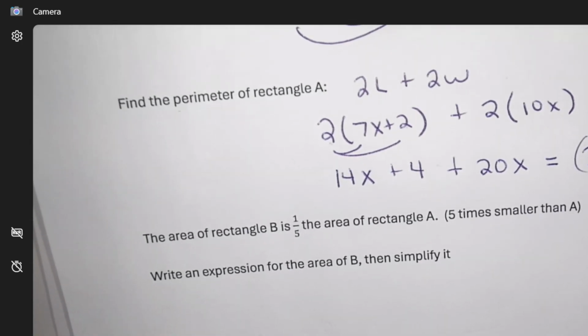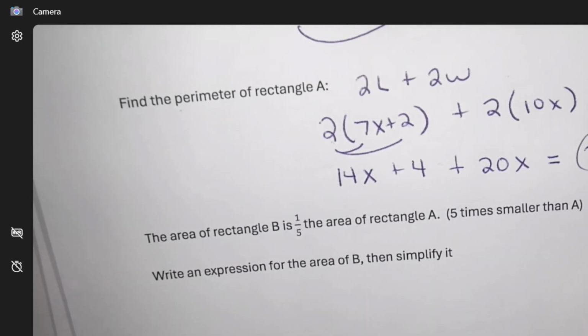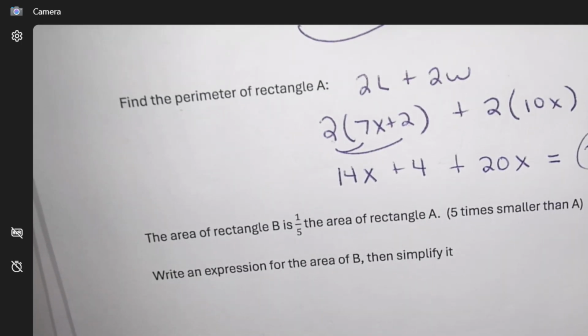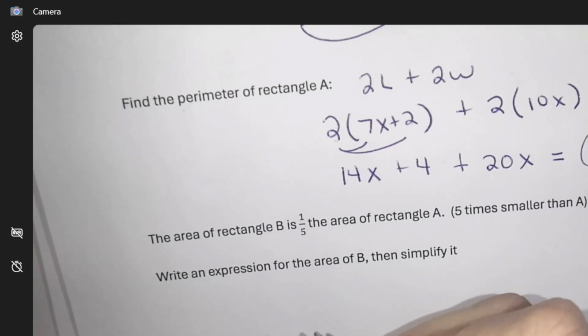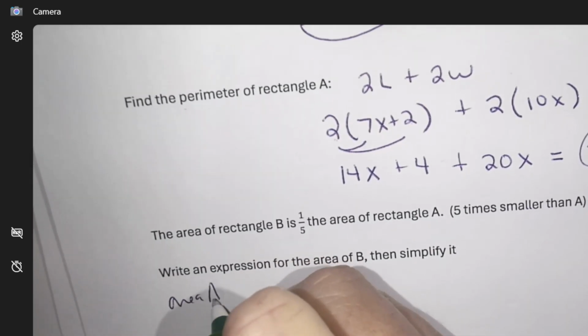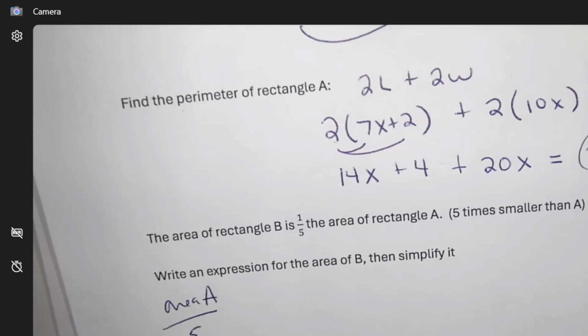Okay. Now, the next question says, I made a smaller rectangle. This rectangle has an area that is 1/5 of the other rectangle's area. So what do I do? What's that? Divide by 5. If you're going to be 1/5 of the size, you have to take the area of A and divide it by 5.